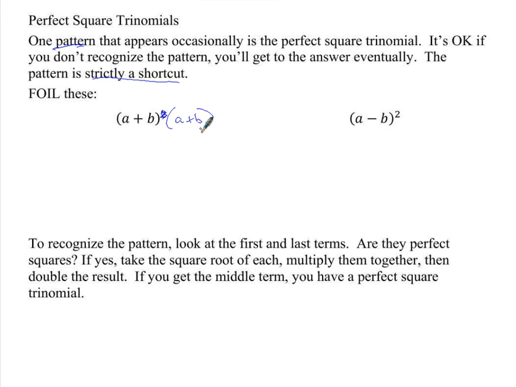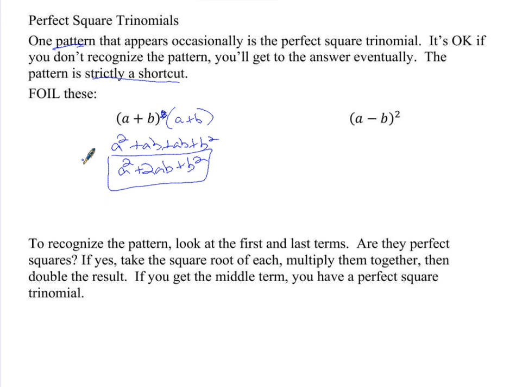And now we FOIL. So that would become a times a, which is a squared. A times b is positive ab. B times a is positive ab. And then b times b is b squared. So now we combine like terms and we get a squared plus 2ab plus b squared. Don't distribute exponents.